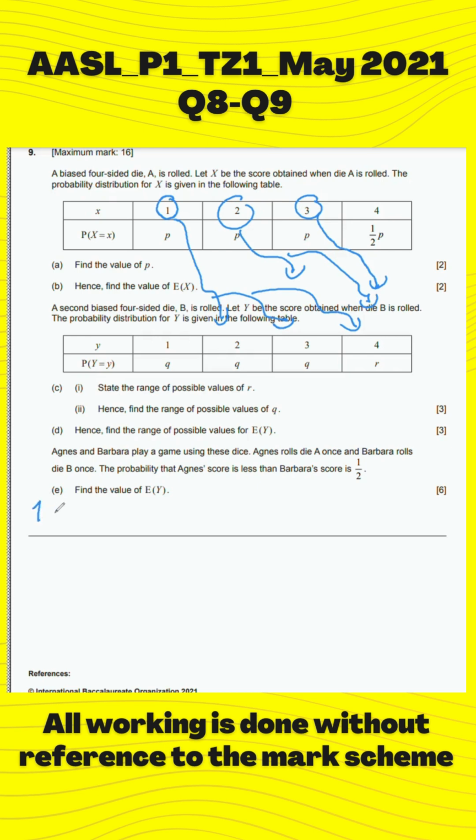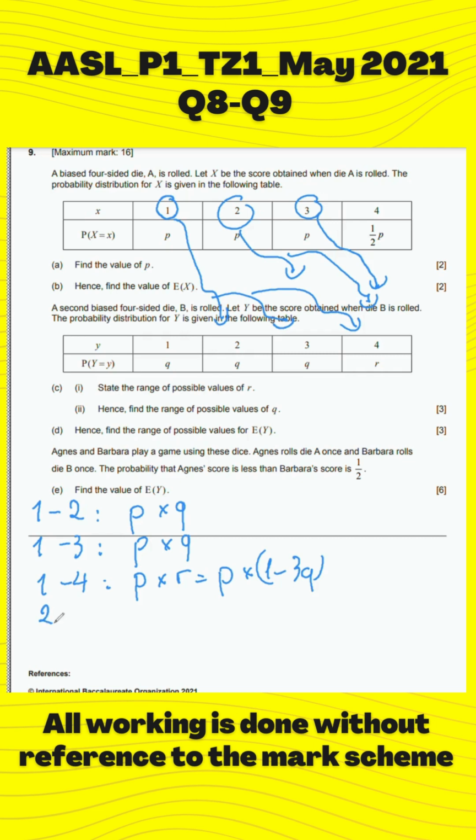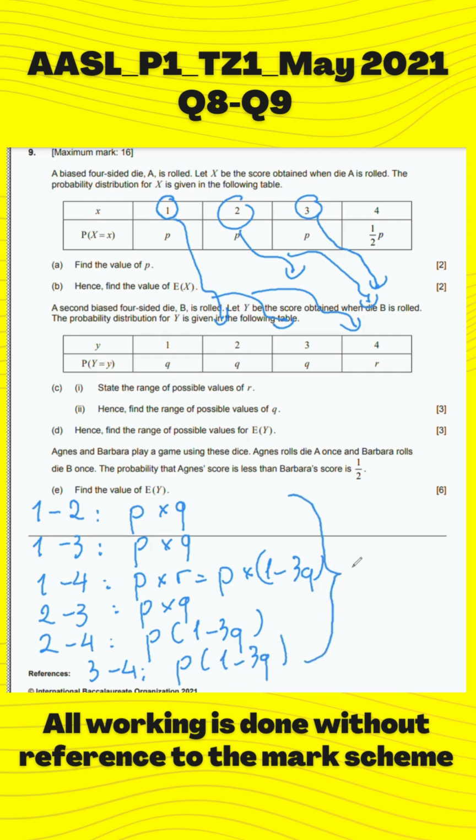So 1 and 2 will be P times Q. 1 and 3 will be P times Q. 1 and 4 will be P times R, which is P times (1 minus 3Q). And now 2 and 3 will be P times Q. 2 and 4 will be P times (1 minus 3Q). And last one, 3 and 4 will be P times (1 minus 3Q). And then the total of these will be 1/2.